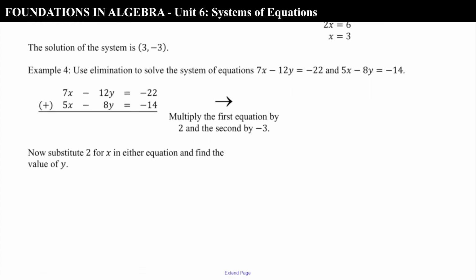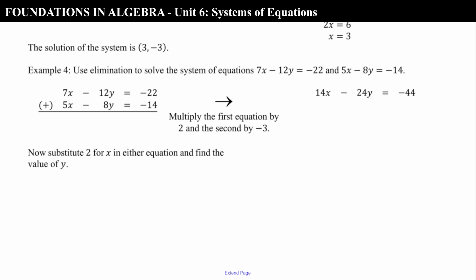In example 4, we are going to use elimination here as well, but we have to multiply both equations. So if we multiply the top equation by 2, our y term will become negative 24. If we multiply the bottom equation by negative 3, then the bottom y term will become 24. So multiply the top equation by 2.